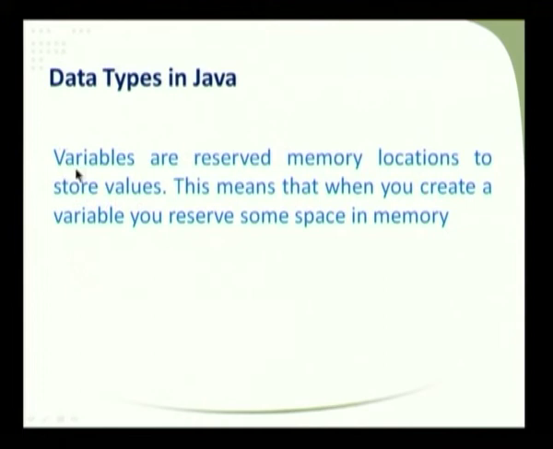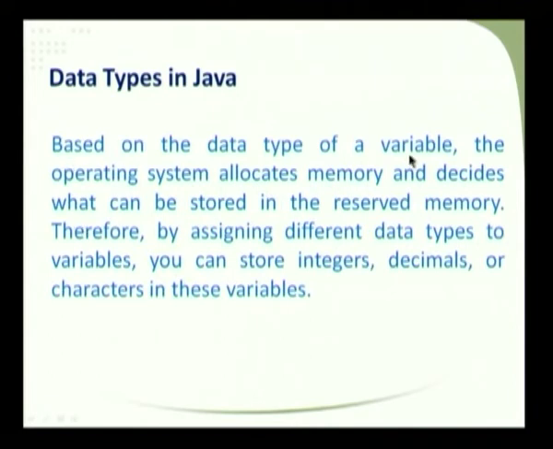Next we will look into the basic data types available in Java. Variables are nothing but reserved memory locations to store values. This means that whenever you create a variable, you reserve some space in memory. Based on the data type of the variable, the operating system allocates memory and decides what can be stored in the reserved memory. For example, if I create a variable with int, it occupies the size needed to store an integer, a character, etc.